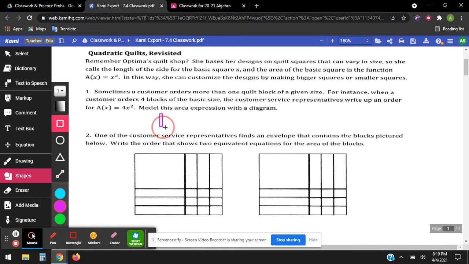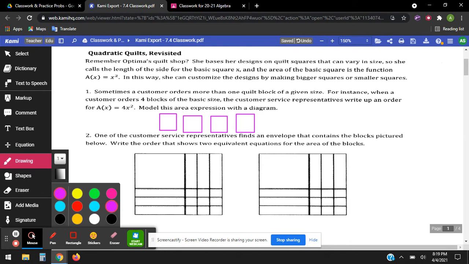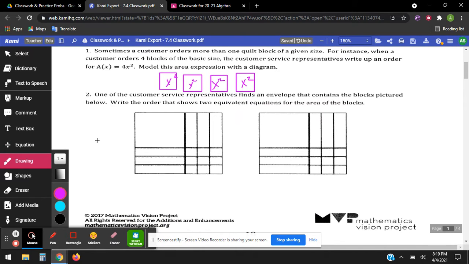is we've got our basic x squared, right? And we have 4 of them. Now, they're not quite exact, but I'm trying here. So whatever this is, we have 4 of them, and they're all x squared, right? X by x.